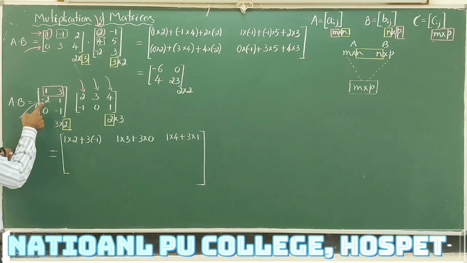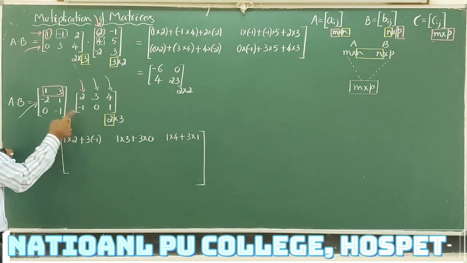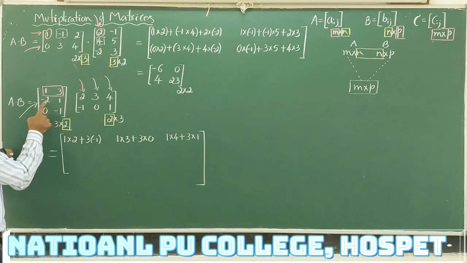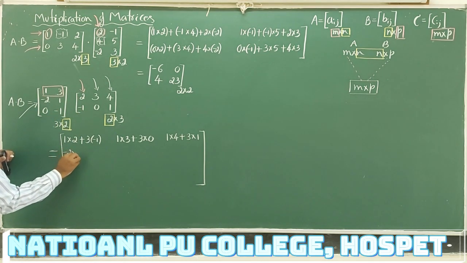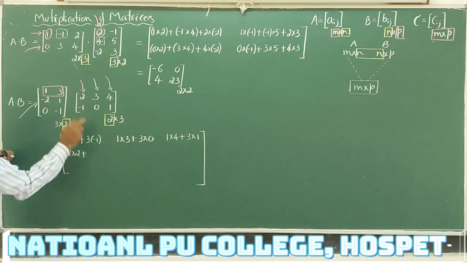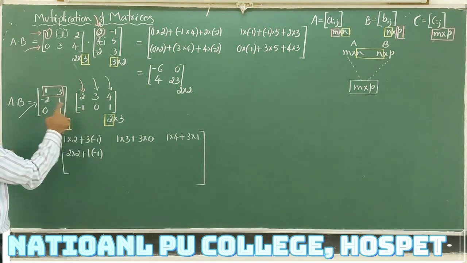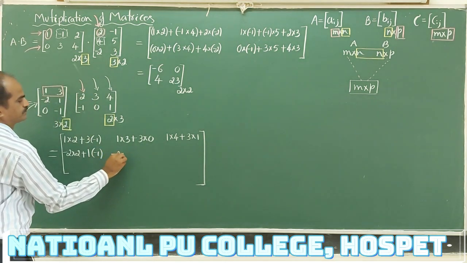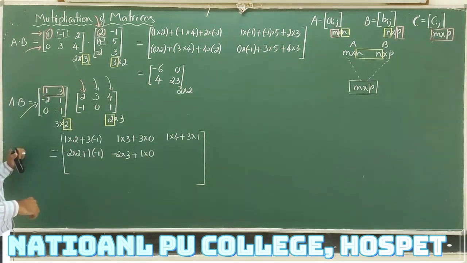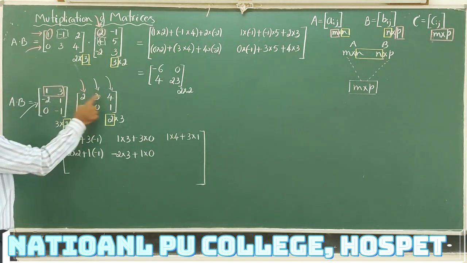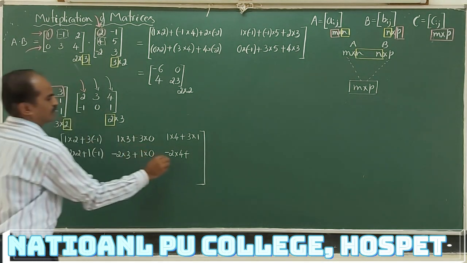What are the next row elements? Minus 2, 1. I have to repeat the same procedure now. Take the first column elements. Minus 2, 1, 2, minus 1. How to make the pair? Minus 2 with 2, 1 with minus 1. It is minus 2 into 2 plus 1 into minus 1. Now second row, second column. Minus 2 into 3 plus 1 into 0. Second row, third column. Minus 2 into 4 plus 1 into 1.